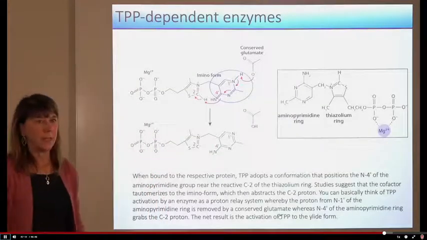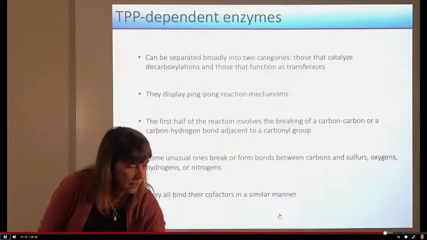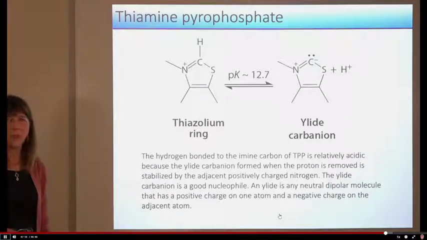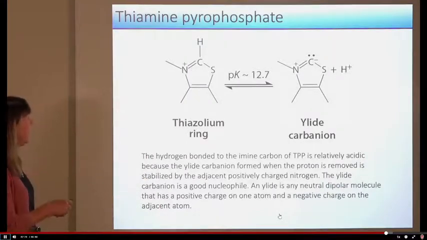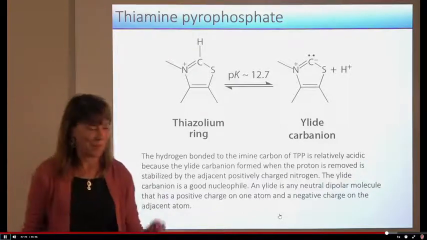So for the longest time, people couldn't, let me go back to this slide here. People thought that there had to be some kind of active site base that was going to pull that proton off here to give you that carbanion. For the longest time, that's what people thought.